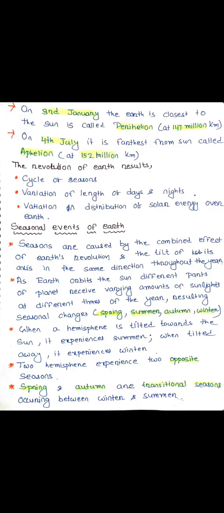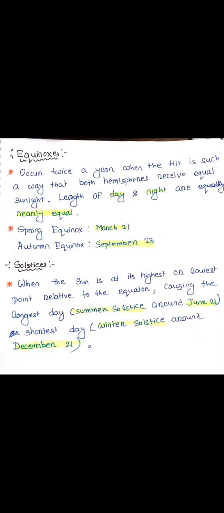Now we will discuss two more important geographical events of earth. One is equinox and second one is solstice. What is equinox? That is the time of the year at which the tilt is in such a way that both of the hemispheres receive equal amount of sunlight. That's why the length of the day and night are nearly equal.